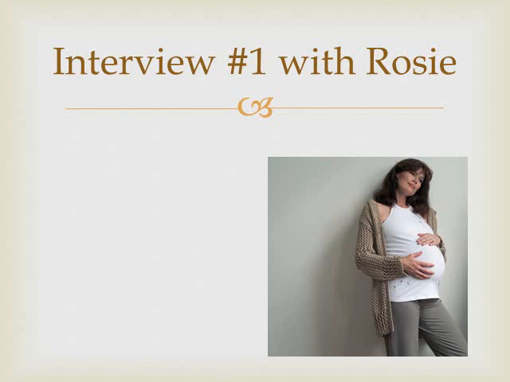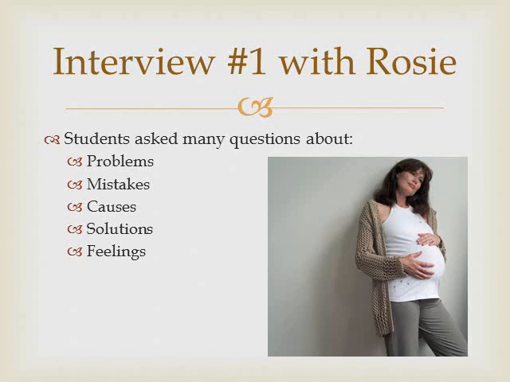This chapter started with an interesting interview of Rosie, which was a pseudo-client character that the students were asking and interviewing. As those students were asking Rosie questions, most of their questions were about problems, so what Rosie's problems may be, what mistakes Rosie had made, what the causes were for her mistakes or her problems, what some of the solutions were, and what feelings she experienced. So these are the categories of questions the students asked.